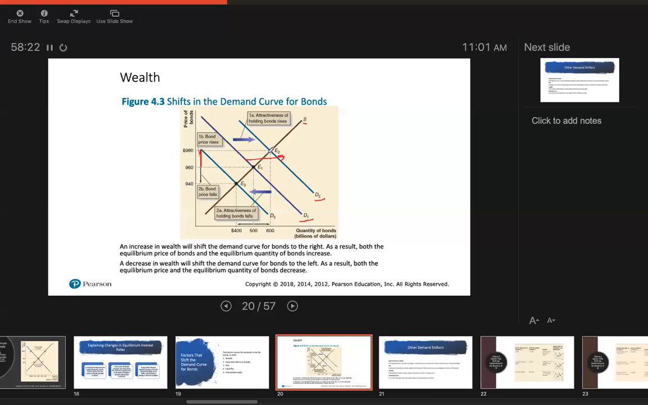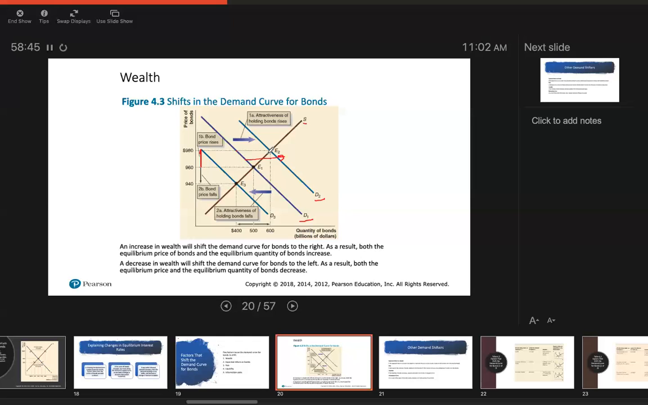So the first key determinant of how bond prices and in turn bond yields change is to think about how demand for these bonds is changing. And one thing that could change the demand for these bonds is wealth. So as investors get wealthier, they demand more of these bonds. As there is a lot of demand in this market and supply of these bonds is not changing, the price of the bond goes up. And as the price of the bond goes up, the yield that you get on this bond falls.